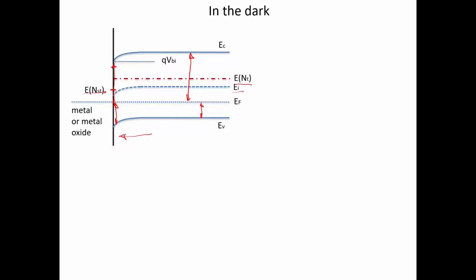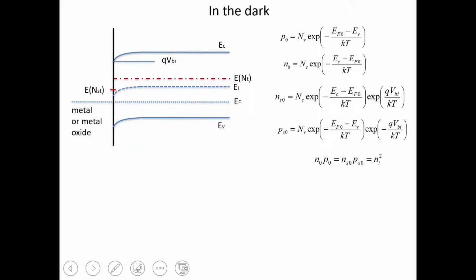There is a certain potential barrier for holes because of band bending, and it is equal to qV_bi. qV_bi should be calculated, as we discussed last time, from the difference in work functions of the metal and semiconductor. So let us consider the concentration of charge carriers in the bulk of the semiconductor in equilibrium condition: majority charge carriers holes and minority charge carriers electrons.